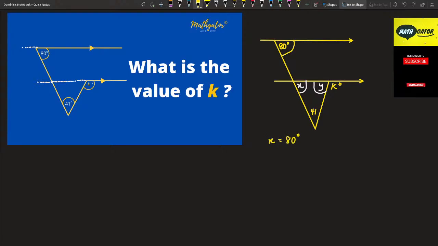So if X is equal to 80 degrees, then this side of the triangle we have here is 80 degrees. And we already know that the sum of angles in a triangle is equal to 180 degrees. So we can confidently say that y plus 80 degrees plus 41 degrees equals 180 degrees. Remember, we are looking for the angle in this triangle, because we need to find the value of y in order to find k, because y and k are supplementary angles.